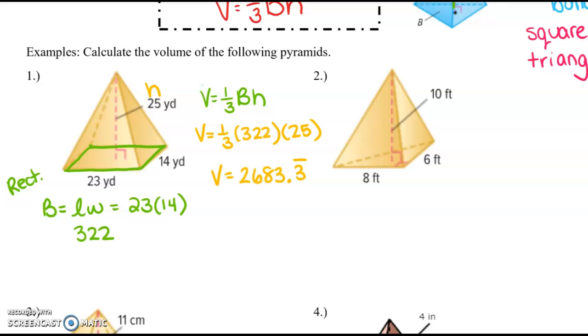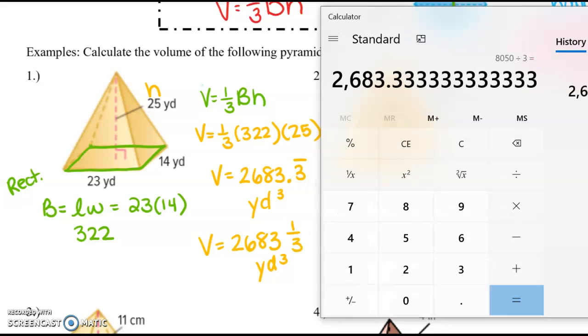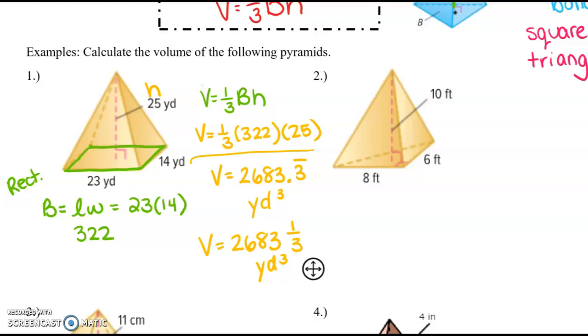That's 2,683.3 repeating yards cubed. And that 0.3 repeating, if they want you to write it as a fraction, is 2,683 and 1/3 yards cubed. The 0.333 repeating just means it's 1/3. So it depends on your IXL what they want you to write. If they don't want a decimal, they want you to write it as a fraction. I'll accept either of these answers, but they might specify when you complete the IXL assignment.